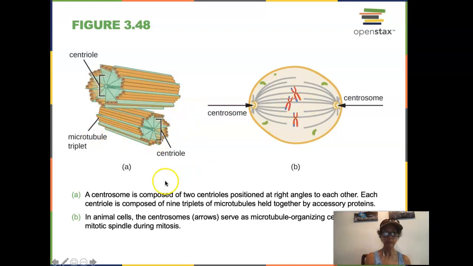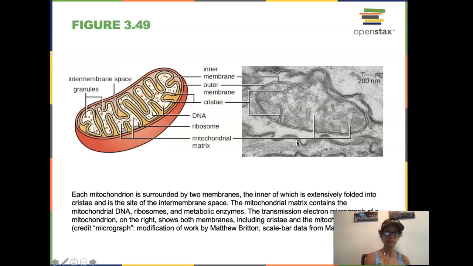Centrosomes. The centrosome is the whole thing composed of centrioles that are at right angles to each other, and they are where the microtubules are generated. This is shown in the animal cell. The microtubules are made at the centrosome. They attach to the chromosomes during cell division.